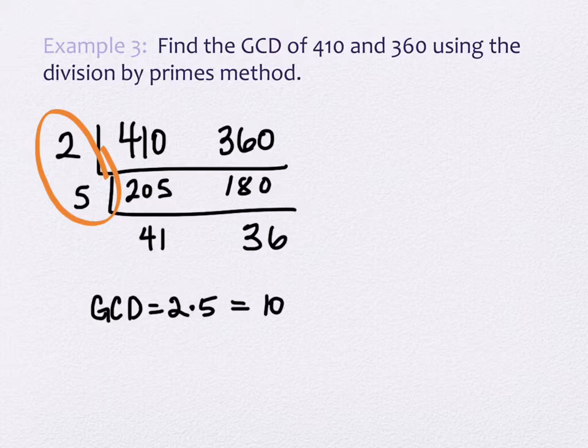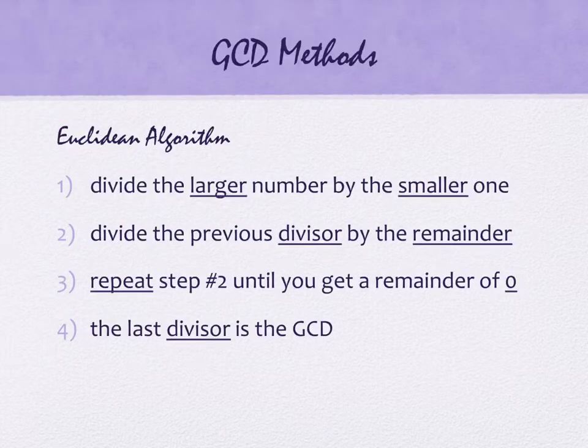All right, the last one, the Euclidean algorithm, is quite different than the others. Let's just write in the notes first, and then I'll show you how it works when we do it. You divide the larger number by the smaller one. You divide the previous divisor by the remainder. And then you repeat until you get a remainder of 0. The last divisor is the GCD.